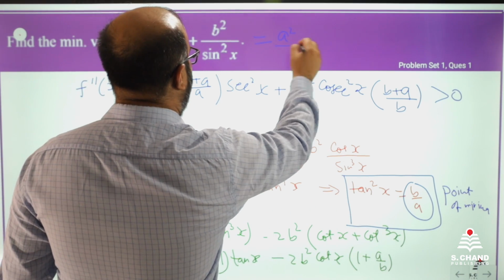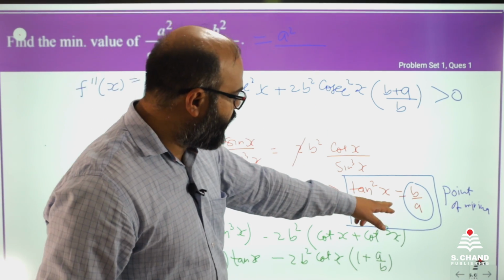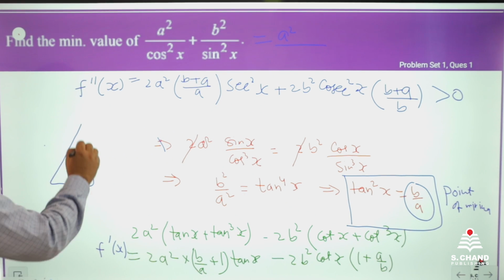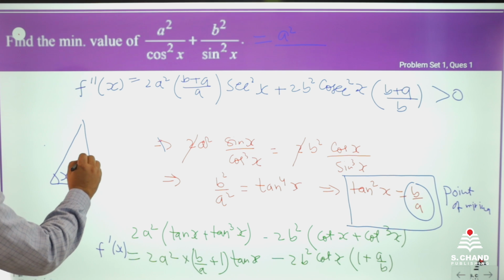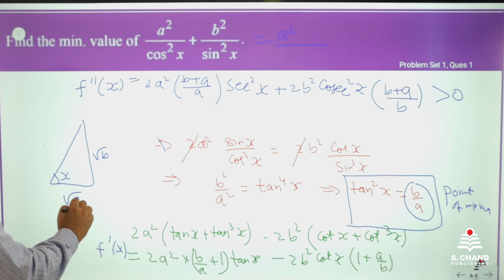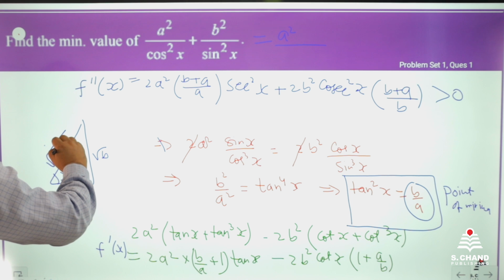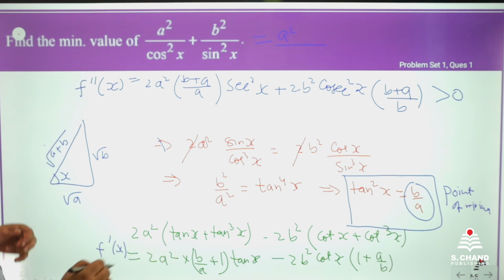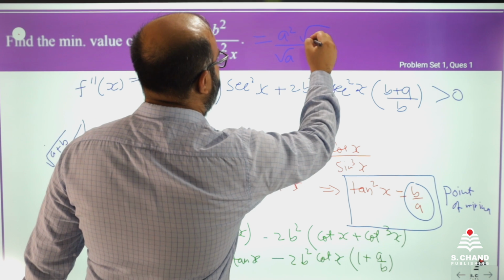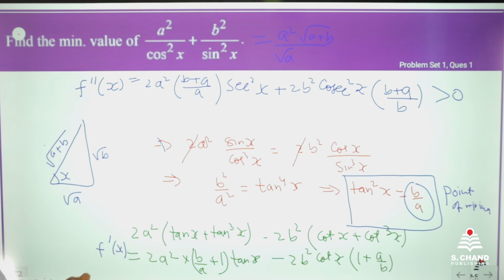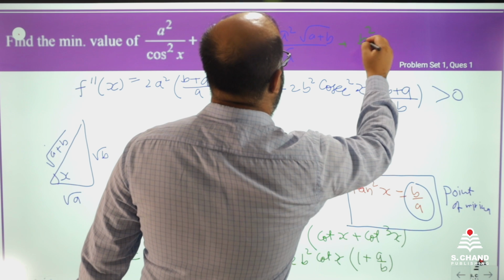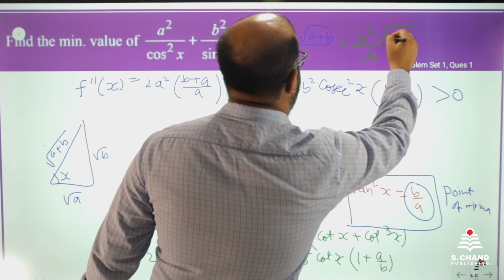So a square by cos square x. This is tan square x, which is perpendicular by base. So you can say that this is x, this is root over b, this is root over a, and this is root over a plus b. So cos square x will become base upon hypotenuse, root a by root over a plus b. And then we have sin square x. So if we take sin square x, it will be root b by root over a plus b. So b square, root b by root a plus b.